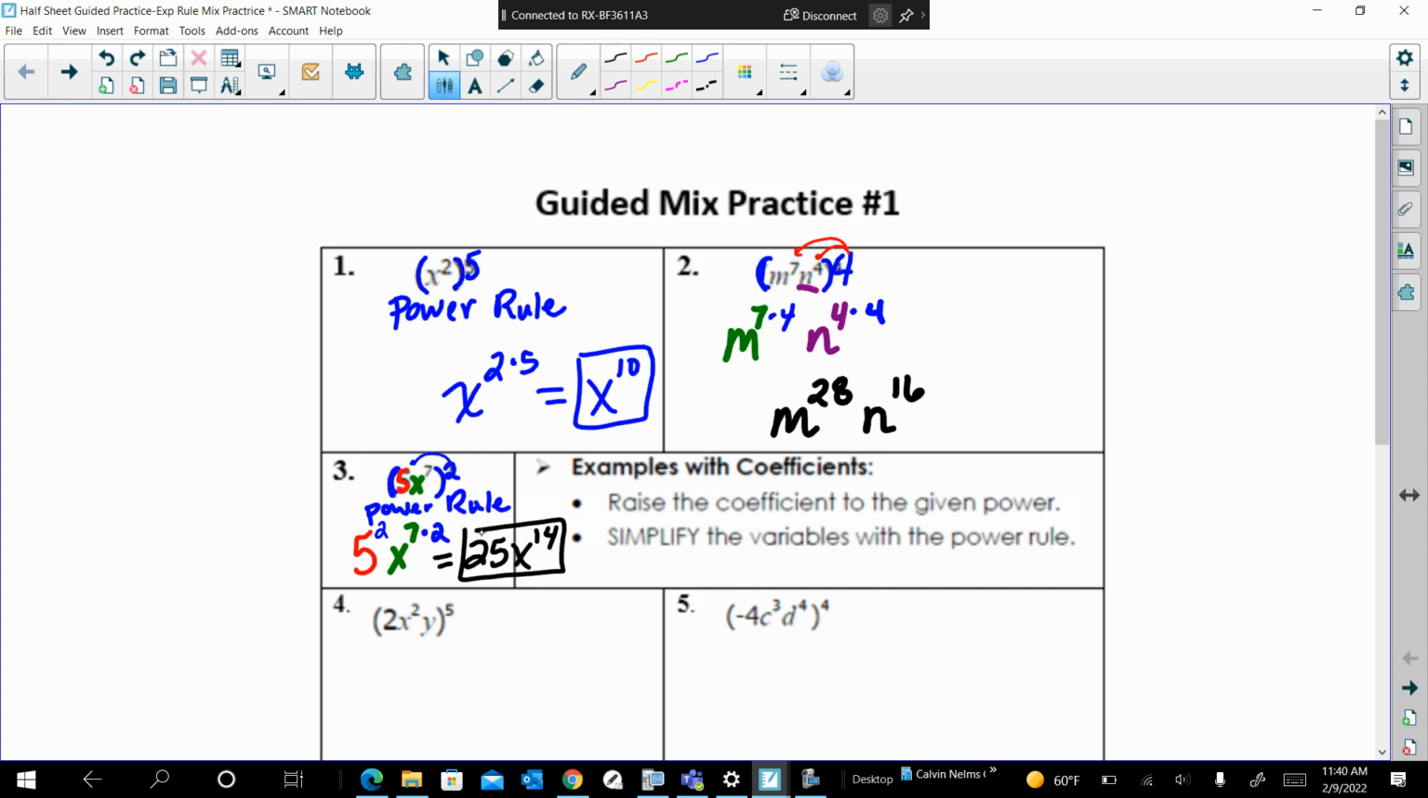You might need to remember, this is just a little note, that in examples with coefficients, remember that's your number in front of the variable. That was that 5. If you have a coefficient, you have to take that coefficient and raise it to the given power. Then simplify the variables with the power rule. Everything else is the power rule like we've used before.